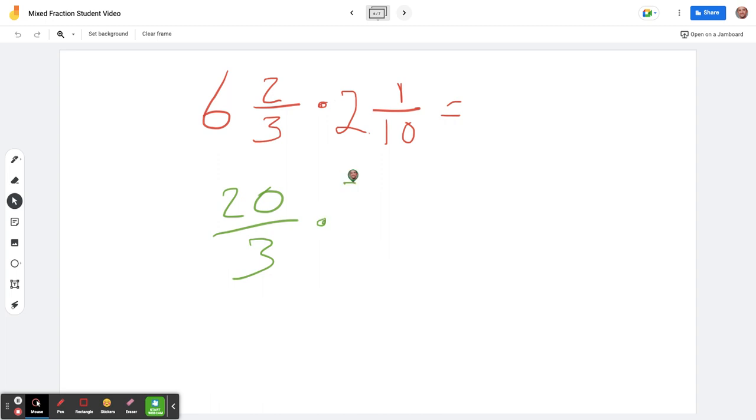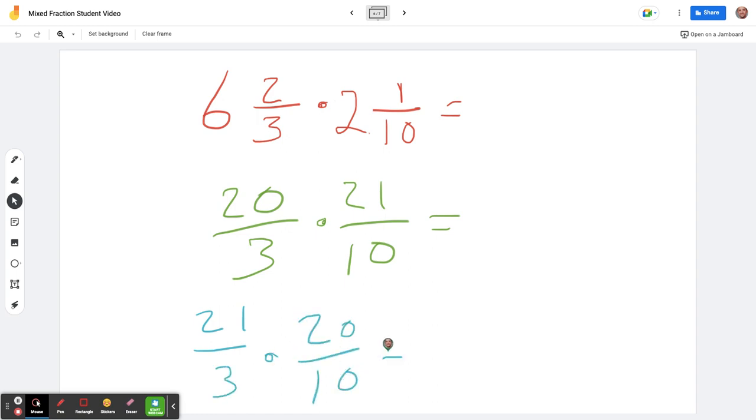Times 21 over 10. Ooh, I gave you really nice numbers on this one. Hopefully you see them. So we get 21 over 3 and 20 over 10. 21 over 3 is the same as 7 over 1. You're dividing by 3. What goes into 20 and 10? 10. So you divide by 10, and you get 2 over 1.